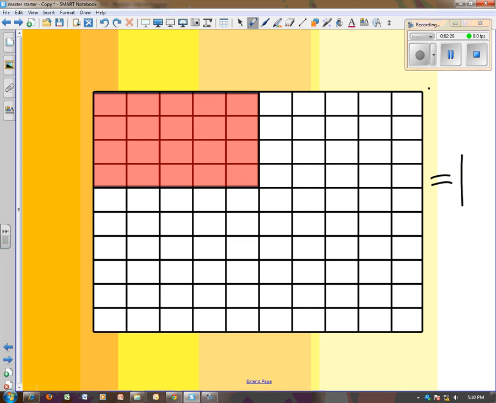Can you see how many squares are coloured in of my 100 grid? Count them up for me. Go on, count them up. 1, 2, 3, 4, 5, 6, 7, 8, 9, 10, 11, 12, 13, 14, 15, 16, 17, 18, 19, 20. 20 squares out of how many? Count all the squares up. Go on, pause it, count them all up. Okay, I bet you worked out there was 100.